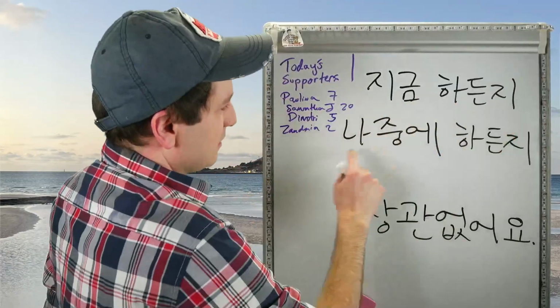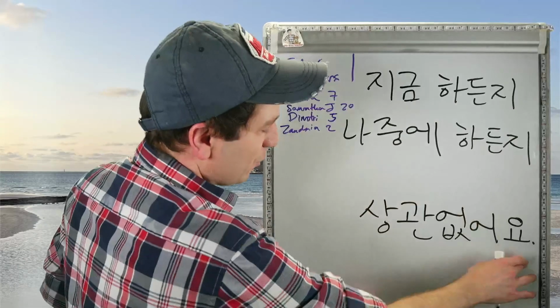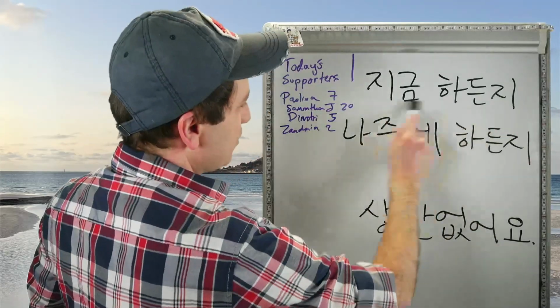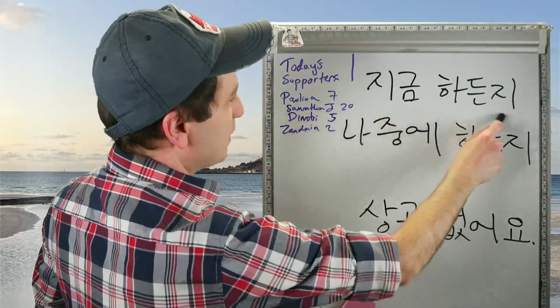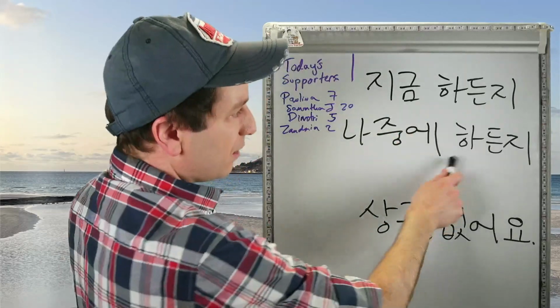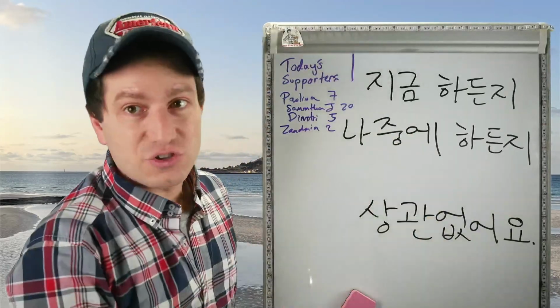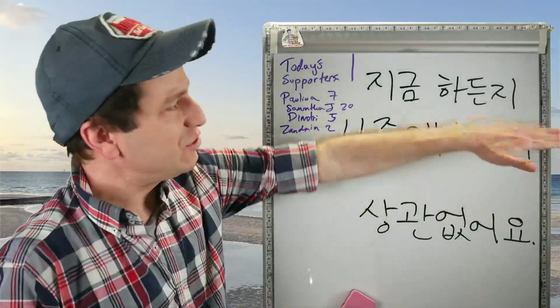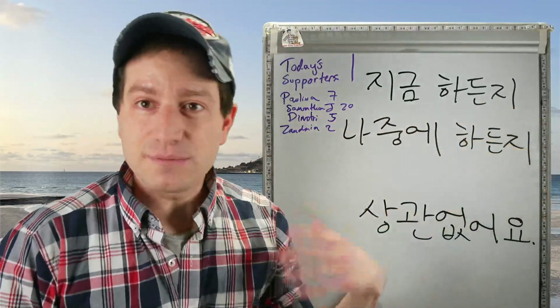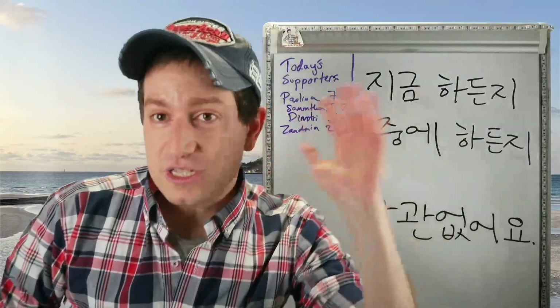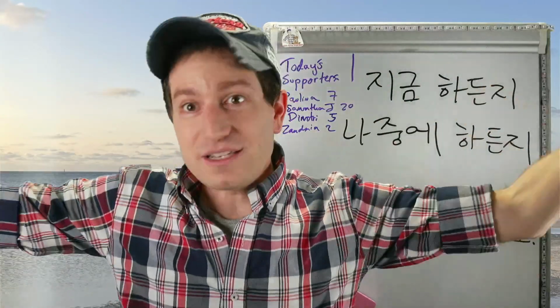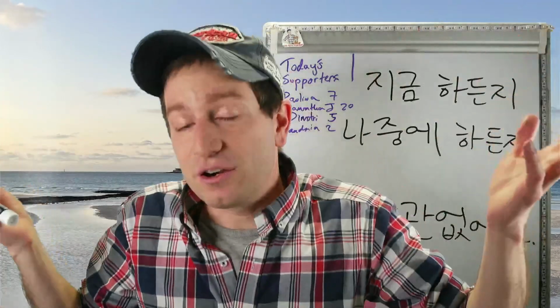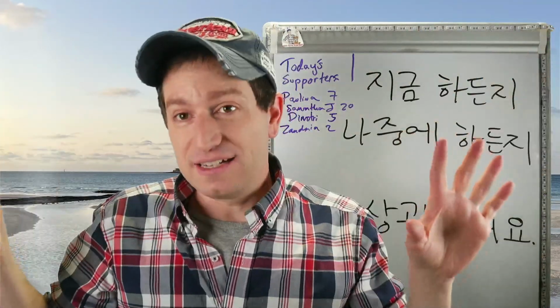지금 하든지 나중에 하든지 상관없어요. 지금 하든지, whether or regardless of whether you do it now, 지금, or regardless of whether you do it 나중에, later, doesn't matter whether you do it now or do it later. As soon as we get to this part of the sentence, 지금 하든지, we already know the speaker's feeling. The nuance of the sentence is already finished. I don't care, or it's okay, or that's fine.